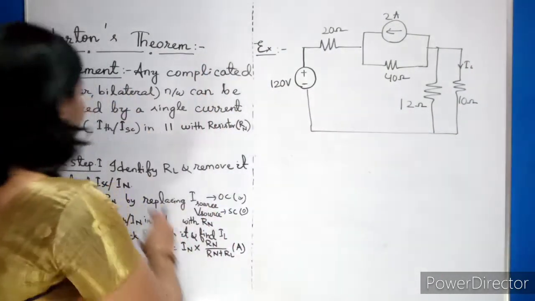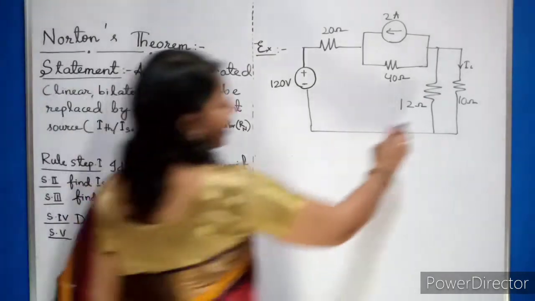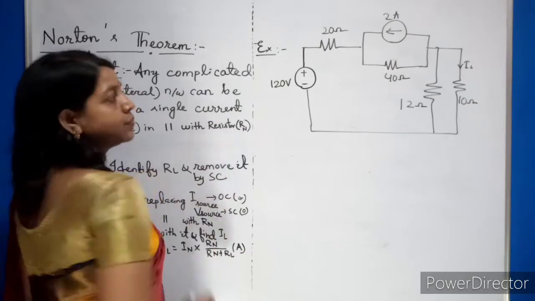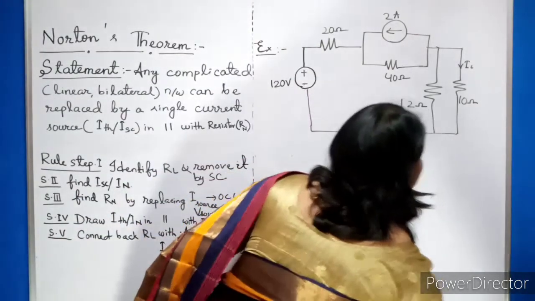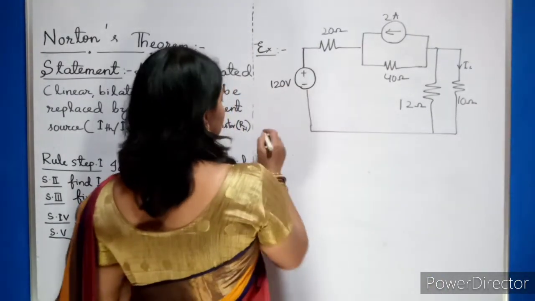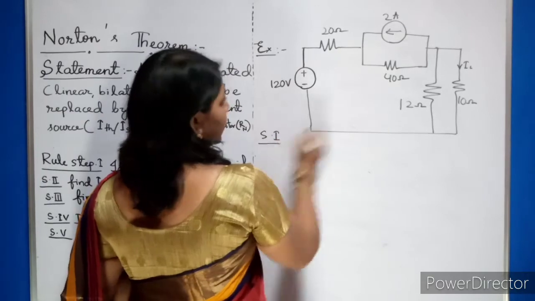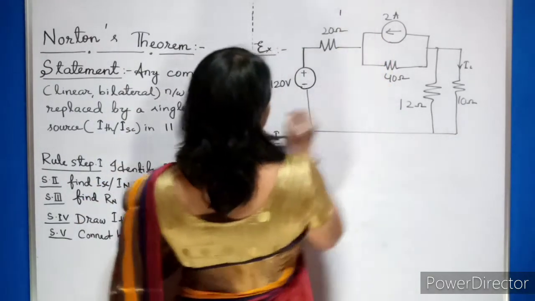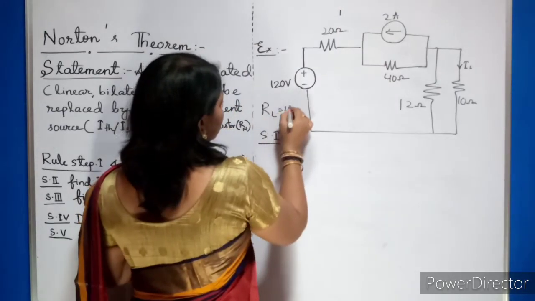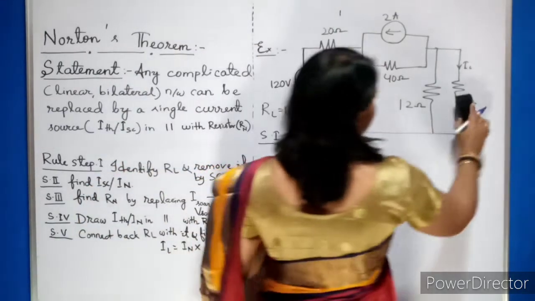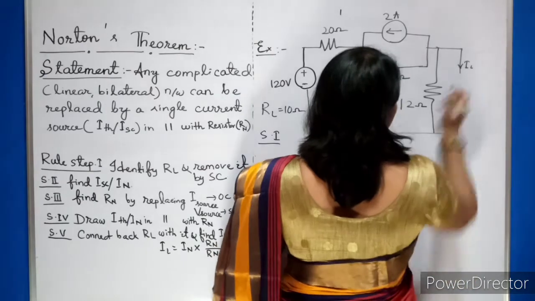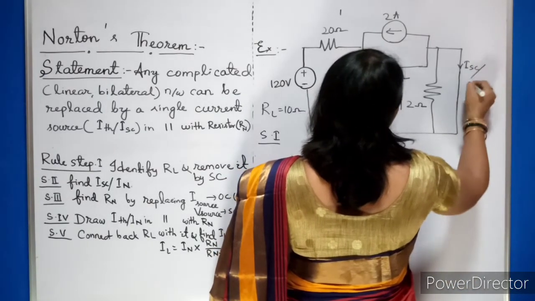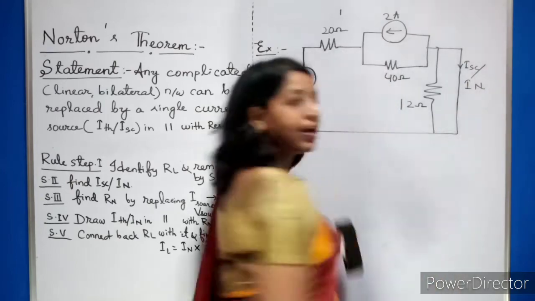Now what is step 1? Identify the load resistor and remove it by a short circuit. So remember your load value is RL equal to 10 ohm. Now I am replacing it by a short circuit. What we find is called ISC or IN. Clear? Step 1.